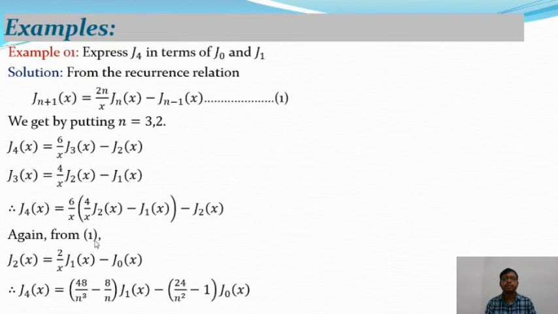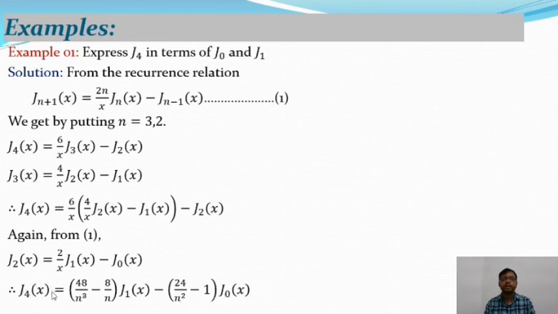So again from equation 1 we'll get J2 of x, when we put n is equal to 1, we'll get this one: 2 by x into J1 of x minus J0 of x. And putting the value of J2 of x in the above equation, we'll get J4 of x is equal to 48 by x to the power 3. So after simplifying this equation, we'll get 48 by x to the power 3 minus 8 by x into J1 of x minus 24 by x square minus 1 into J0 of x.